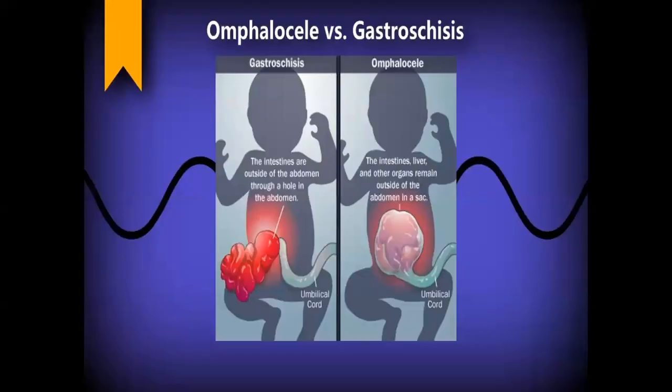All right, so these are likely questions. What are the differences between gastroschisis and omphalocele? Just remember that in gastroschisis, the abdominal contents, especially the bowel, are outside of the abdomen through a hole in the abdomen. While in omphalocele, the intestines, the liver, and other organs remain outside of the abdomen in a sac. So omphalocele has a covering sac, while gastroschisis does not have a covering sac. That makes gastroschisis more severe and more prone to complications.